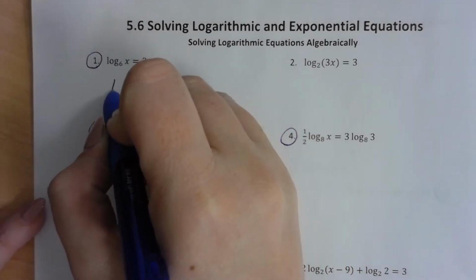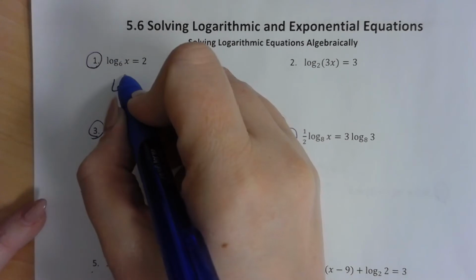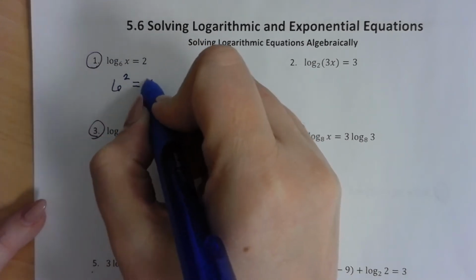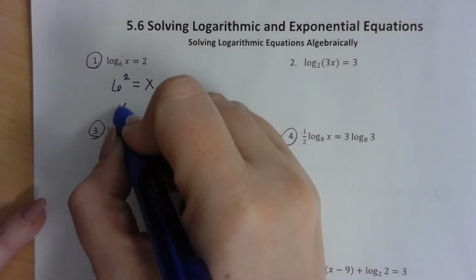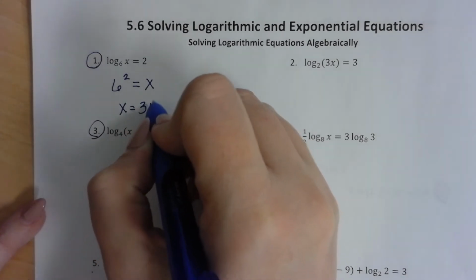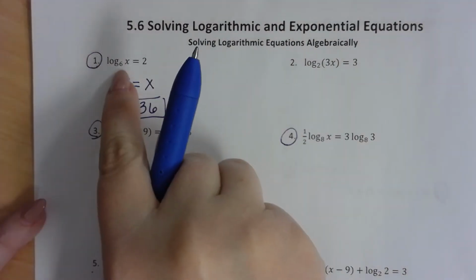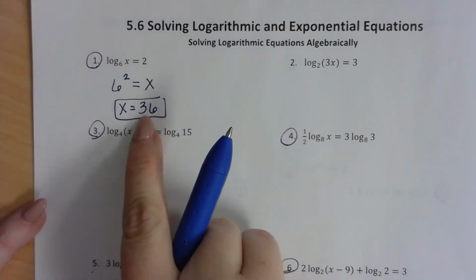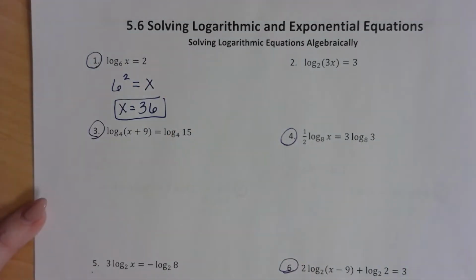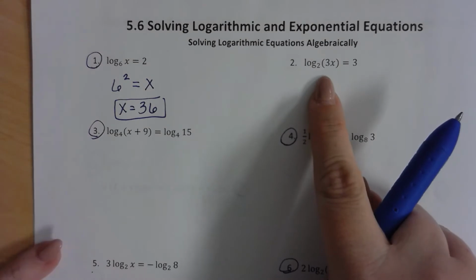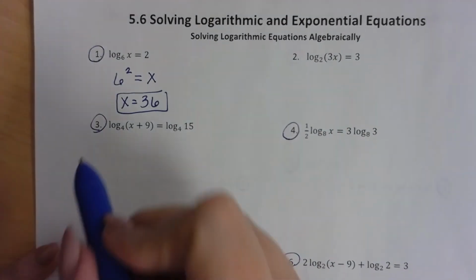So we're going to go 6, because the base stays the base, and then the 2 and the x switch spots. So we end up with x equals 36. Now remember, when we're talking about logs, the base cannot be negative and the inside cannot be negative. This is not negative, so we're good. So I'll leave you guys to try number 2 on your own.